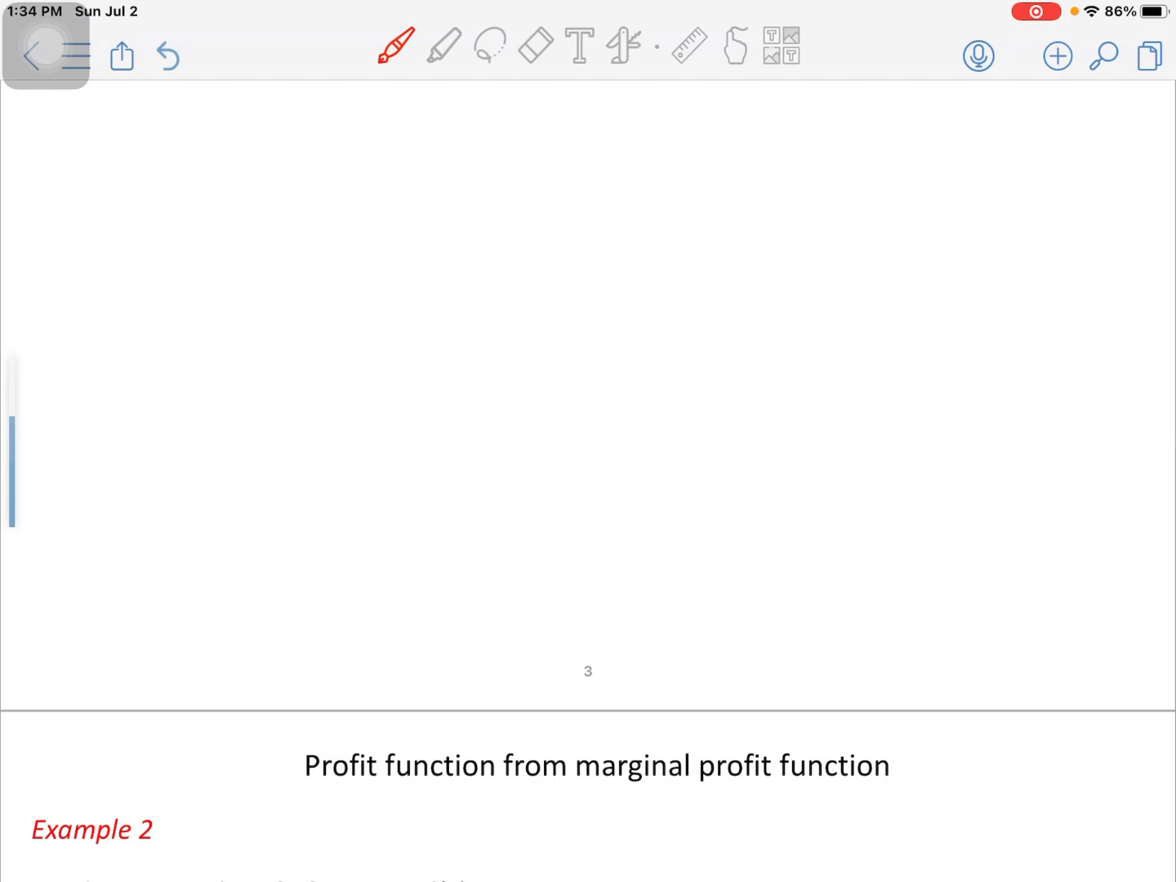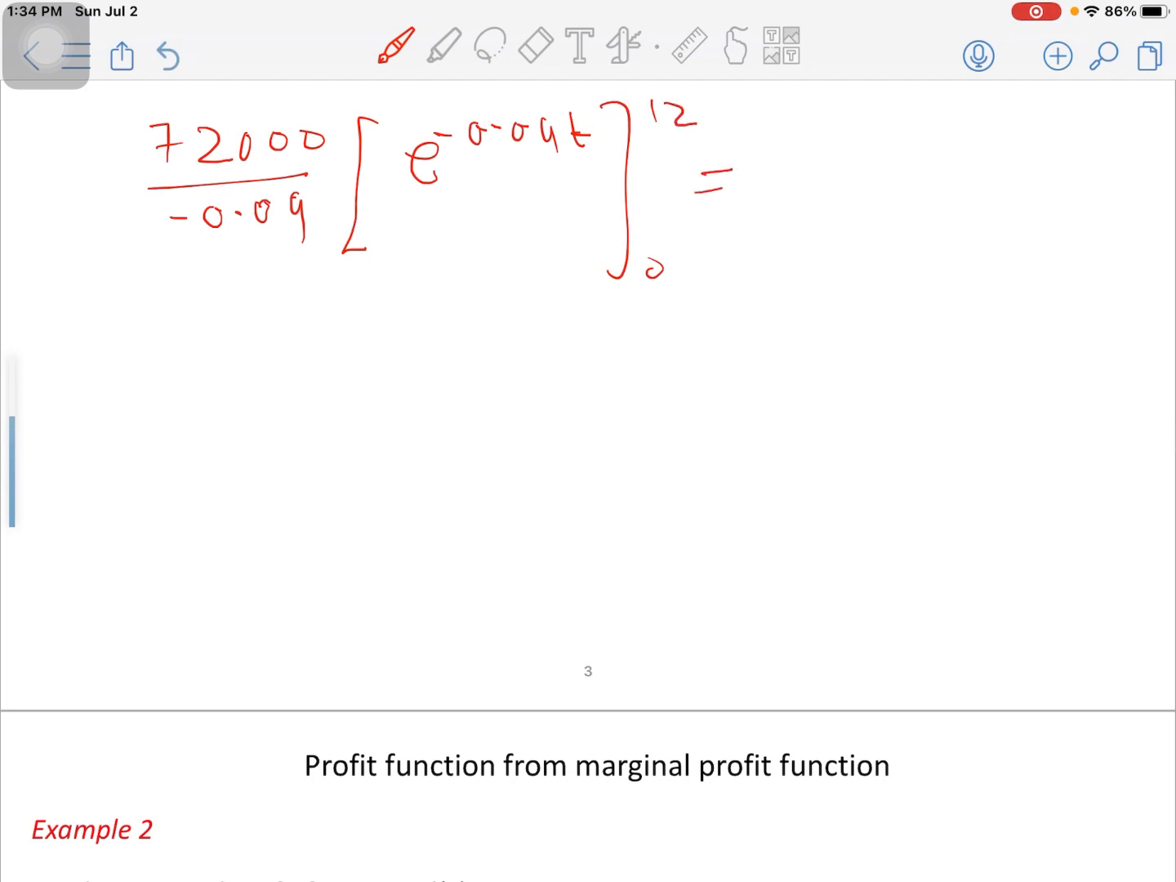So based on this, we can substitute whatever we have. So now we have 72000 over negative 0.09 over here, and therefore we have exponent negative 0.09t, right? And then we will have the limit to be 0 to 12, and therefore we can simplify it around this place, which is going to give us what? Let's see, okay, let's substitute it first.